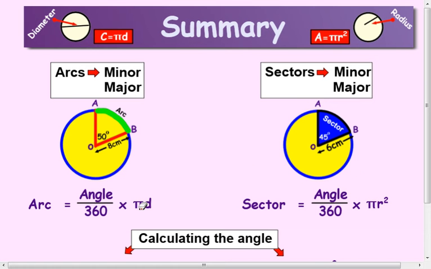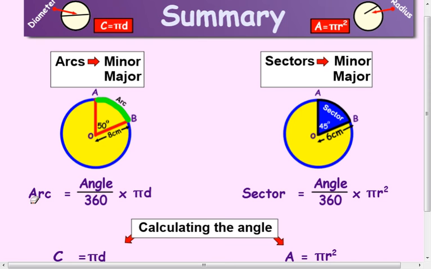Okay, so just a wee summary here. There's two main things in this circle section. You've got arcs, which can be minor or major. Minor's below 180, major's above 180. If it's exactly 180, it's a half circle, a semicircle. Same idea here, sectors are areas instead of length. Minor's less than half, or less than 180 degrees, and the major is more than 180 degrees.